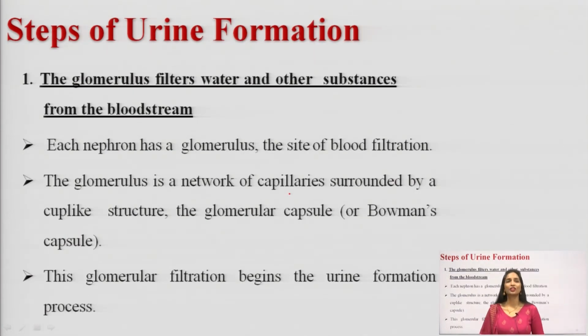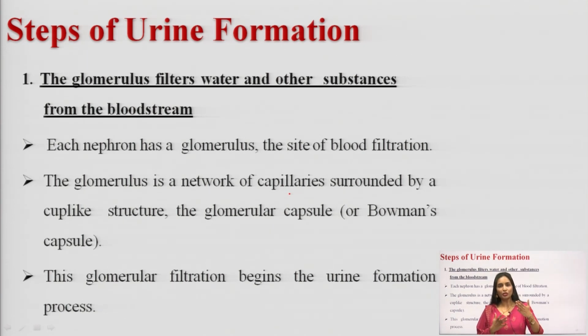And here we will see the steps of urine formation. So, what is the first step? The first step is filtration, the second step is reabsorption, and the third step is secretion. So, in this urine formation we will discuss the first step: the glomerulus filters the water and other substances from the blood stream. So, how is it going to filter? This is the first point. Here the glomerulus filters the water and other substances from the blood stream.